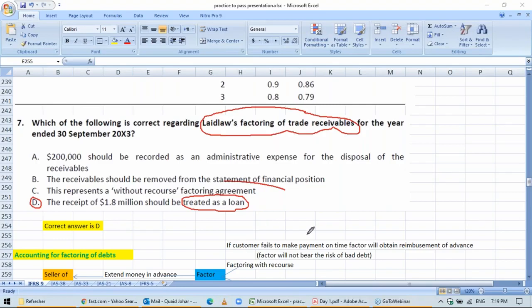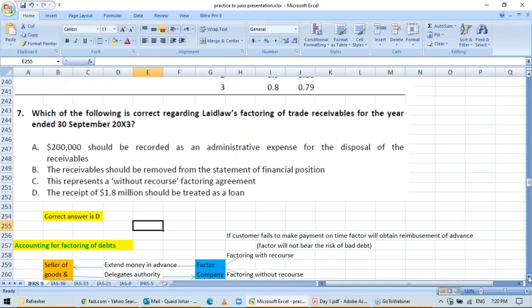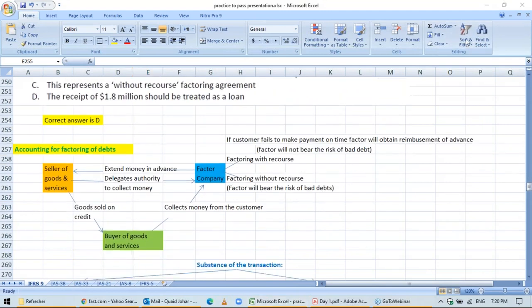Now, I made a diagram to explain both cases of factoring with recourse and without recourse. So let's go through that diagram to devise the types of factoring, right? So students, let's look at the diagram.